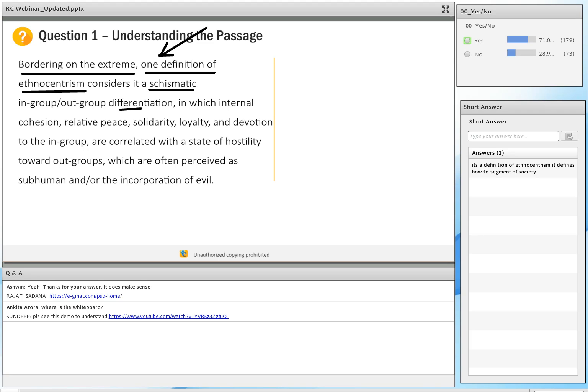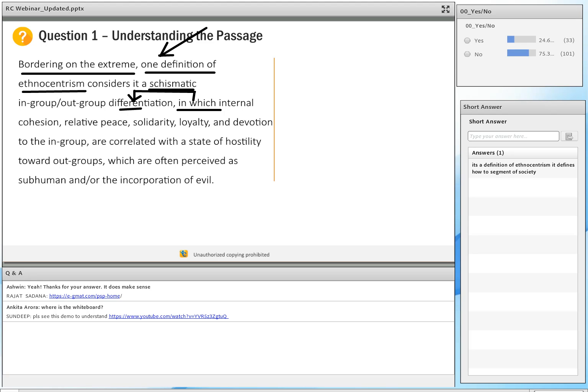What kind of differentiation? In which, again, this is where your sentence structure comes in, really important. How many of you who are e-GMAT students have gone through the Master Comprehension course? Okay, but 30% of you have. I think the others are not e-GMAT students probably. When you say in which over here, you're talking about that in-group, out-group differentiation, and the MC course teaches you to read it this way.